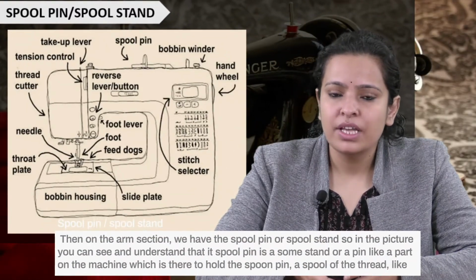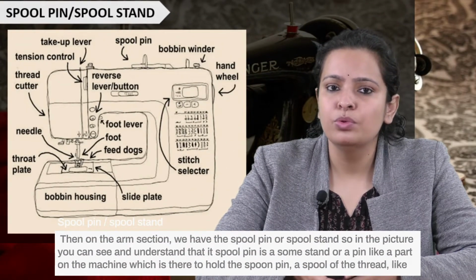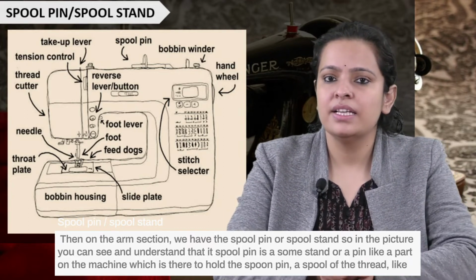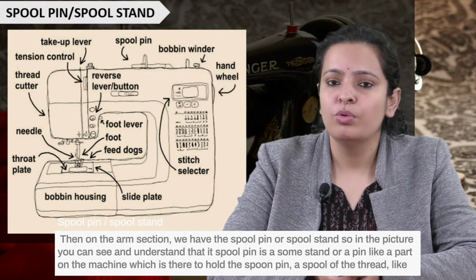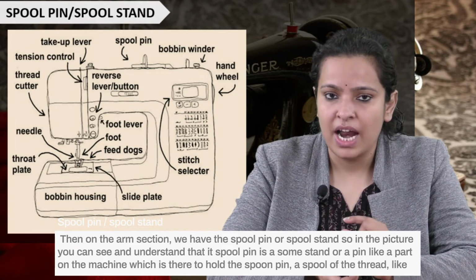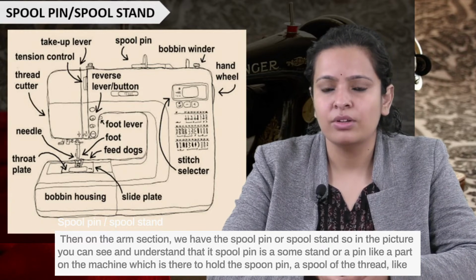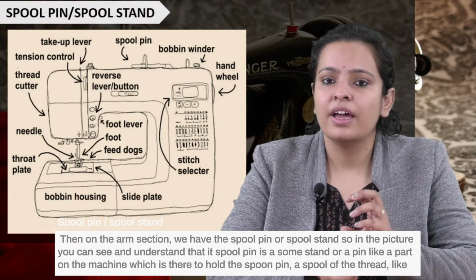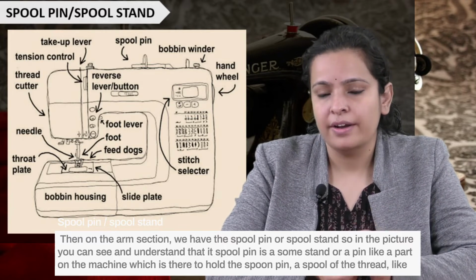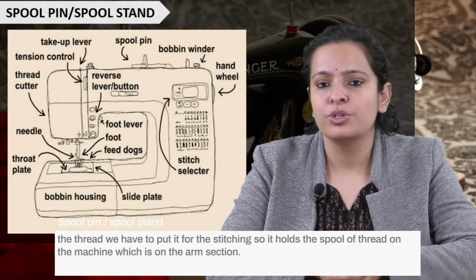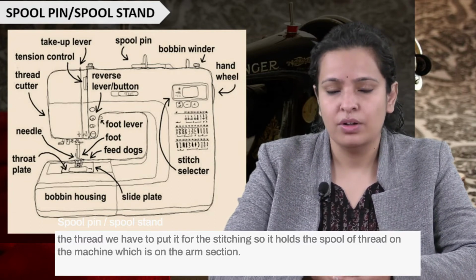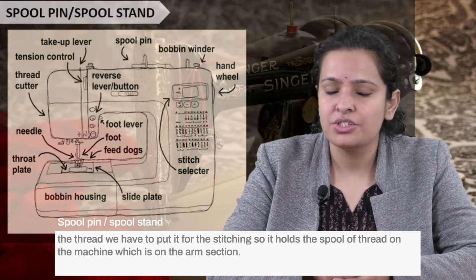Then on the arm section, we have the spool pin or spool stand. In the picture, you can see that the spool pin is a stand or a pin-like part on the machine, which is there to hold the spool of thread, the thread we have to put on for stitching. So it holds the spool of thread on the machine, on the arm section.